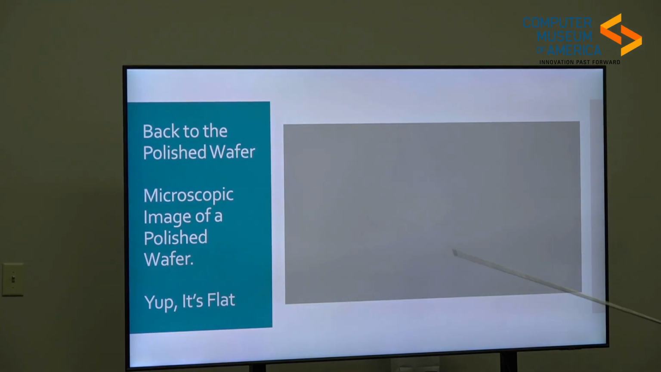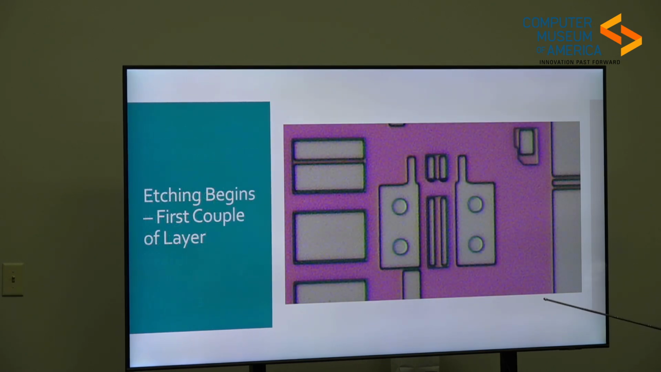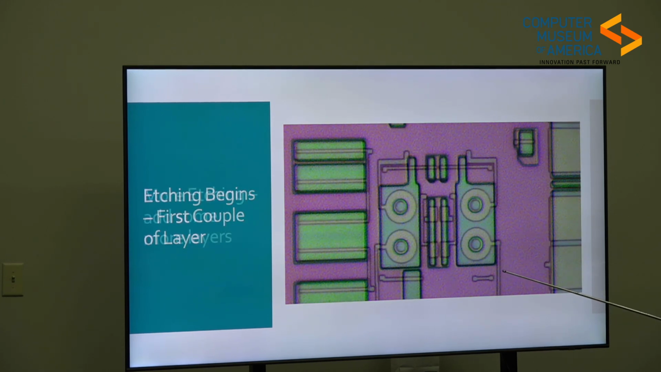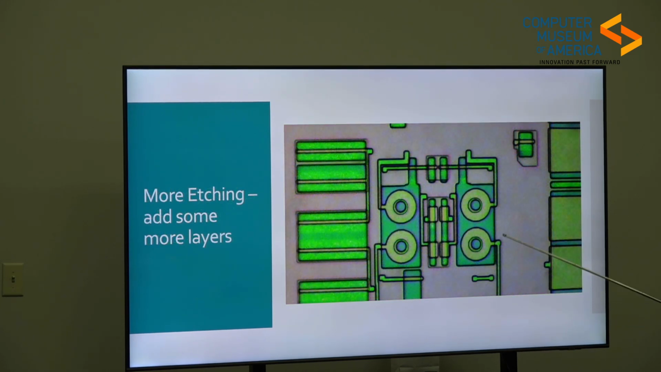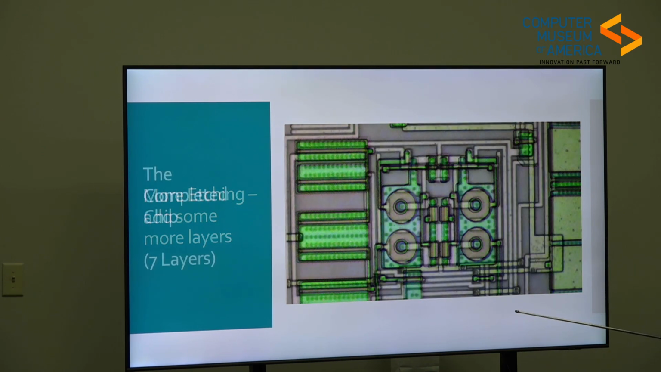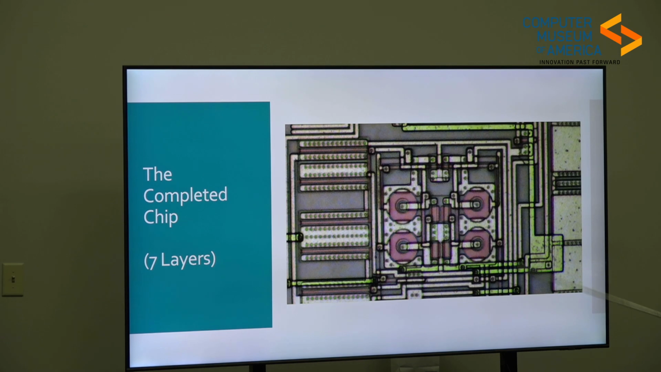And so now we're going back to when it's completely flat. Not very interesting. But this is what it looks like after we've put a couple of layers on here. And so we add a couple more layers, and it starts building up as we're building up this circuit. And then this is what the completed chip looks like. All the different parts are there. So this is about 7 layers deep.